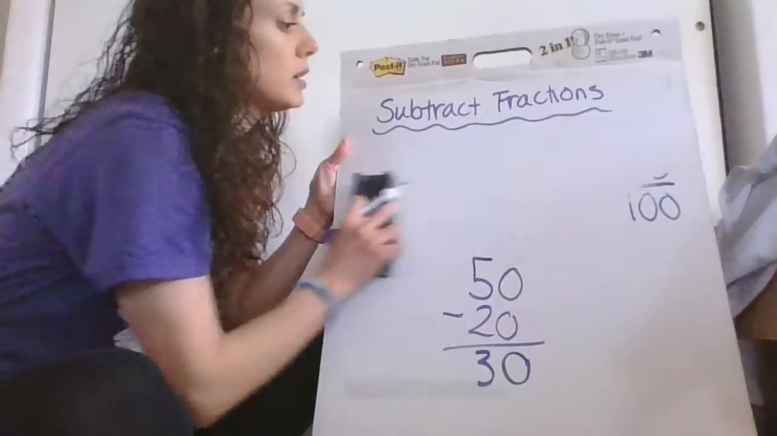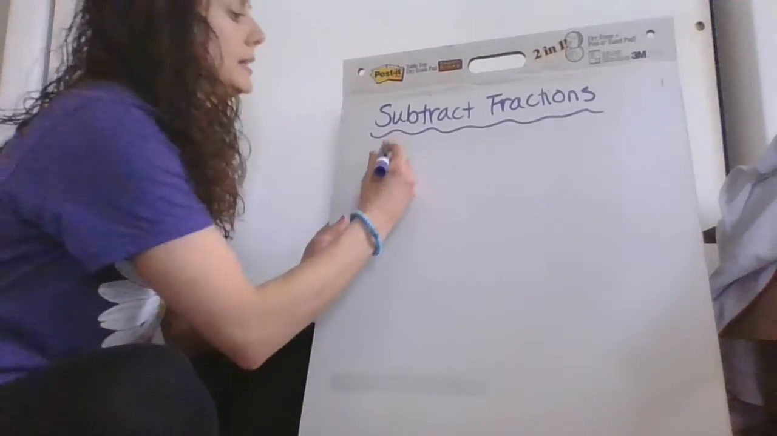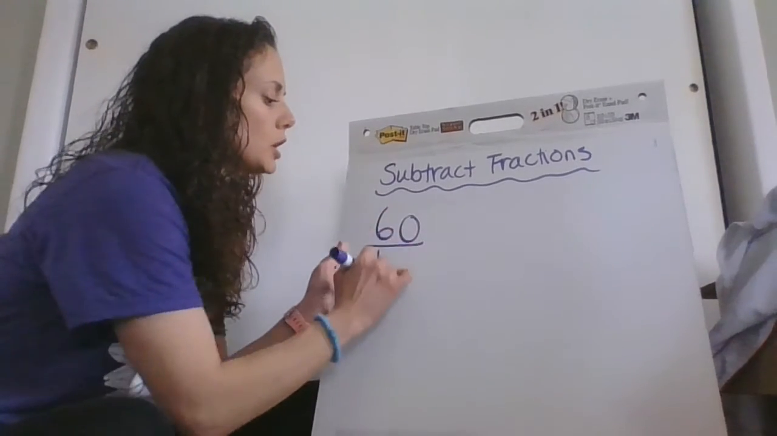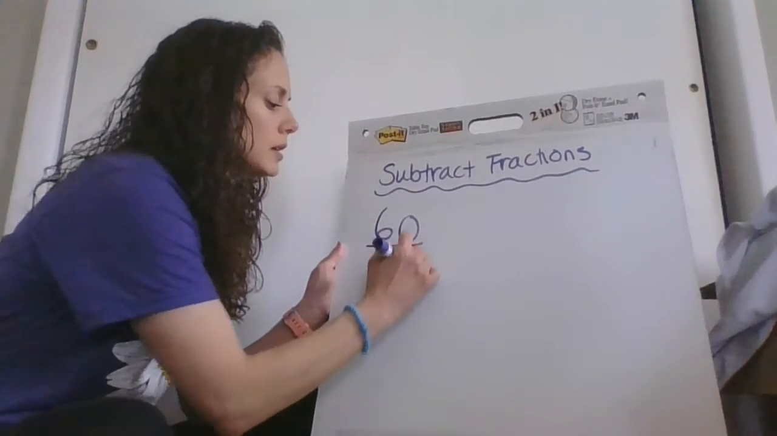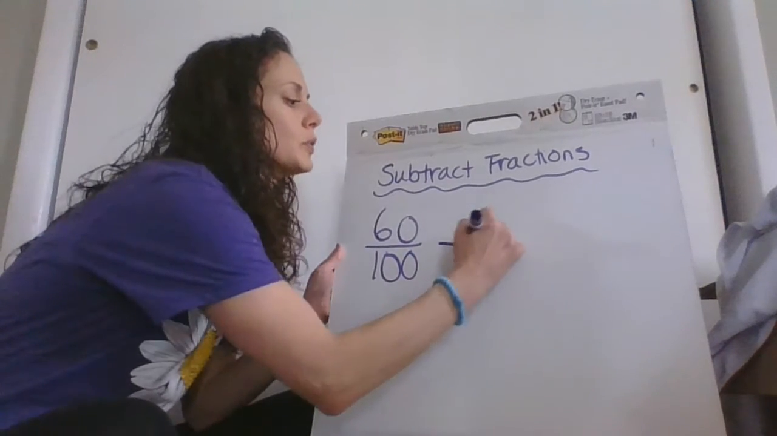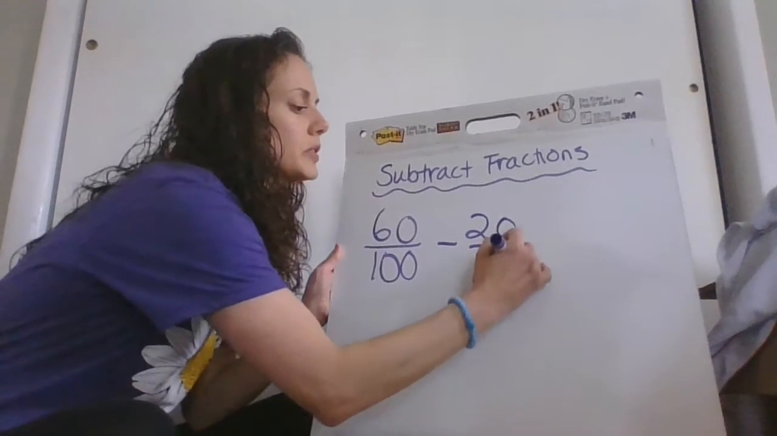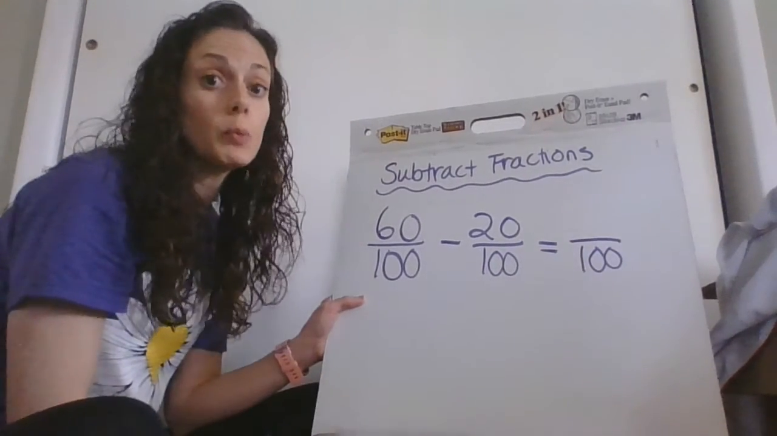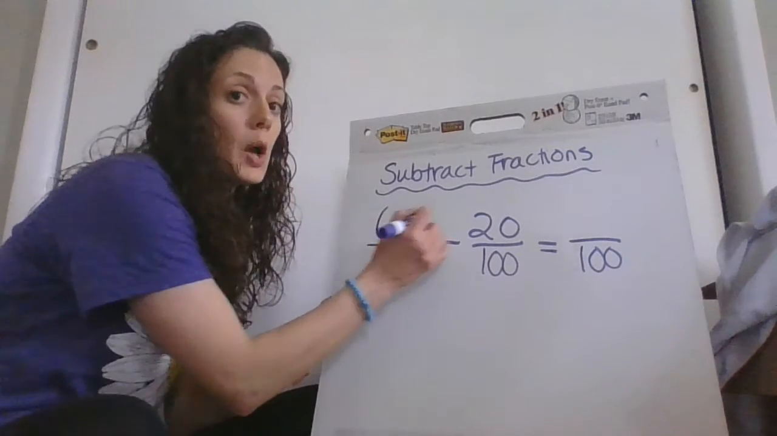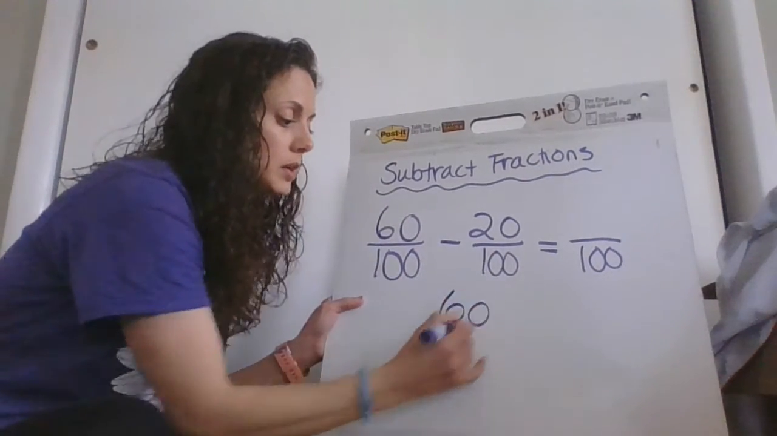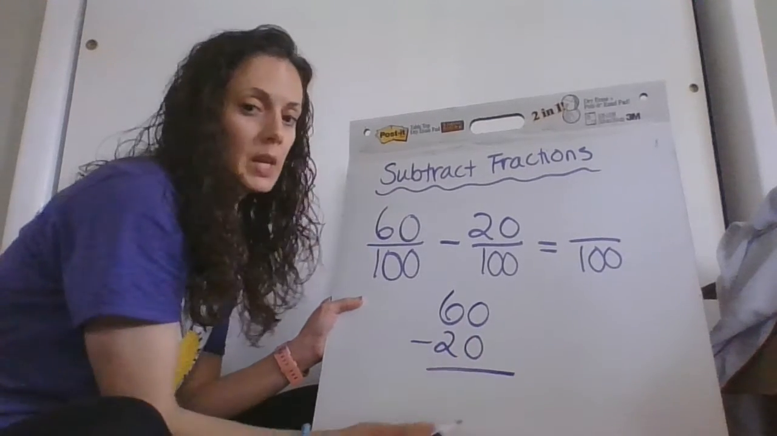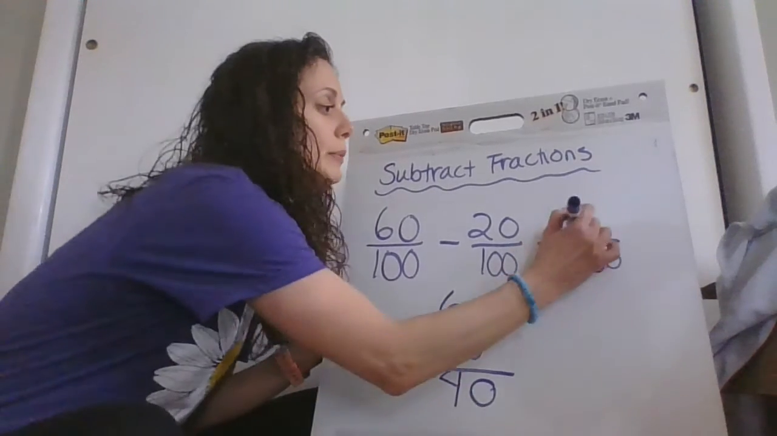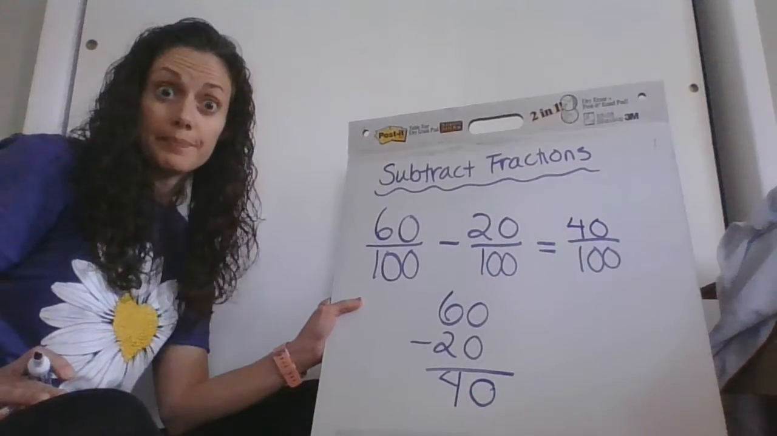Let me show you another one. Let's say I have 60 hundredths minus 20 hundredths. My denominator is still going to be 100. Then 60 minus 20. 0 minus 0 is 0, and 6 minus 2 is 4. So I am left with 40 hundredths.